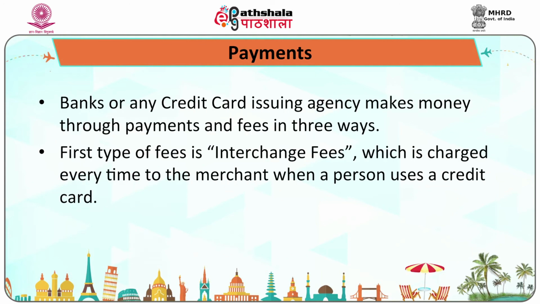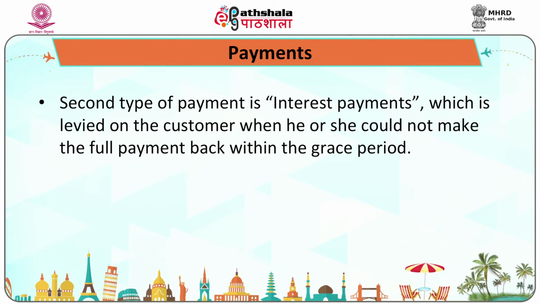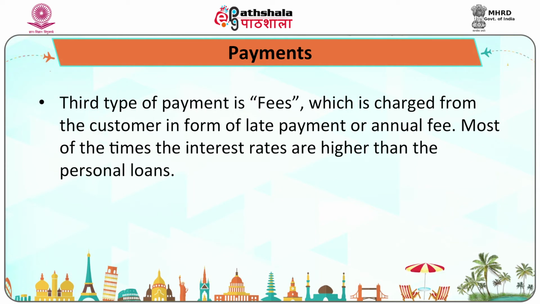The banks or any credit card issuing agency makes money through payments and the fee in three ways. First type of fee is interchange fee, which is charged to the merchant every time a person uses a credit card. Second type of payment is interest payments, which is levied on the customer when he or she could not make the full payment back within the grace period. The third type of payment is the fees, which is charged from the customer in the form of the late payment or annual fee. Most of the times the interest rates are higher than the personal loans.